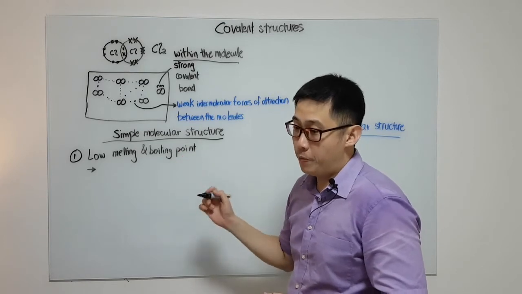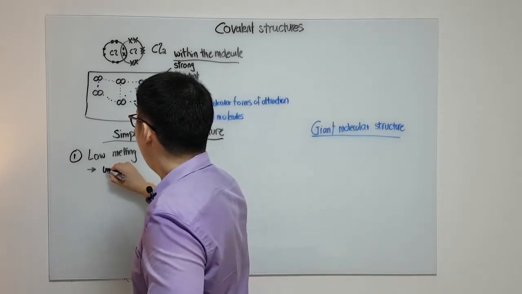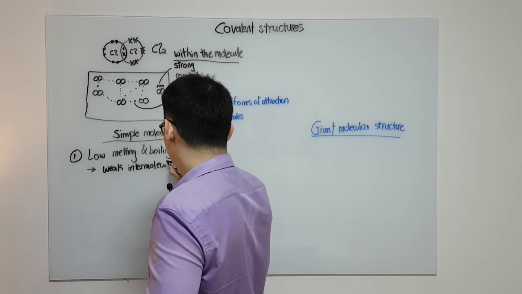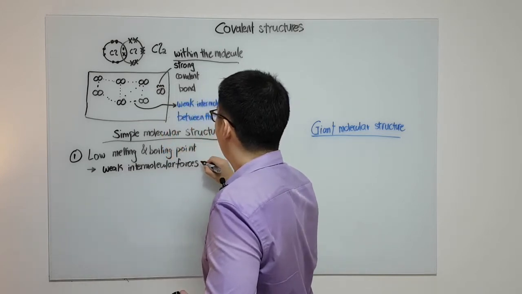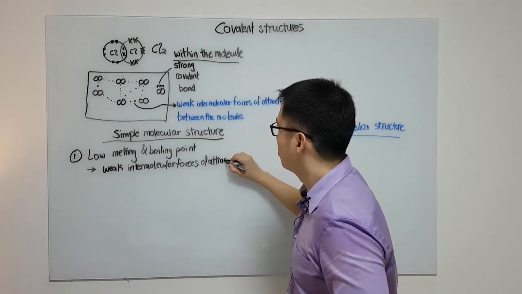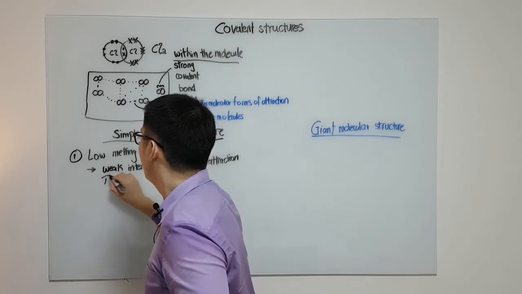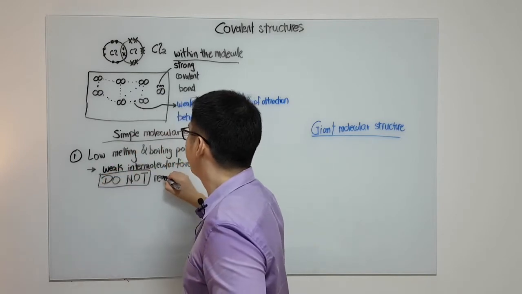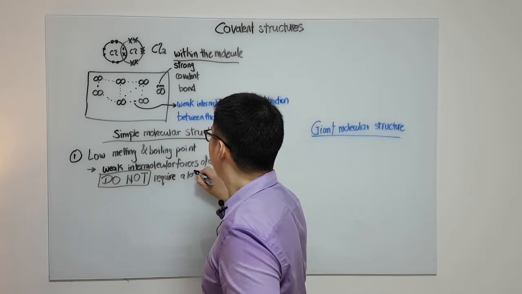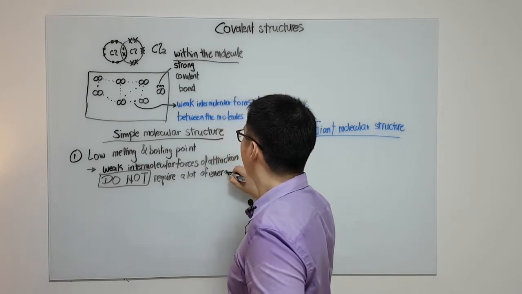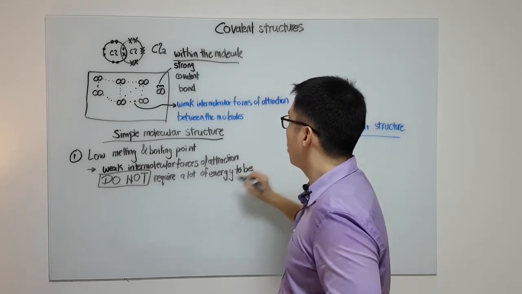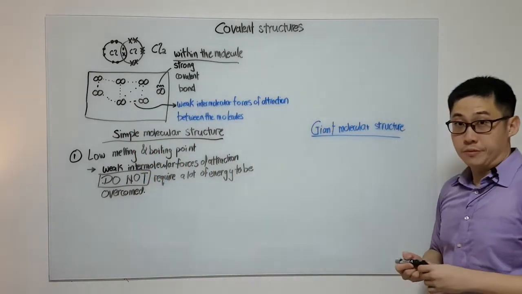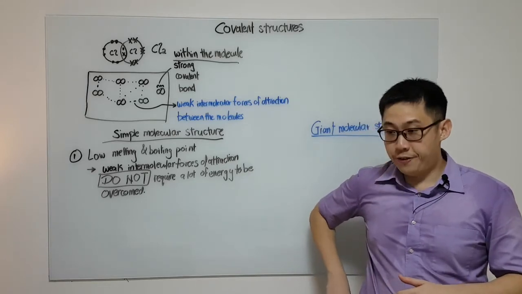So they have a low melting and boiling point because the weak intermolecular forces of attraction do not require a lot of energy to be overcome. That is the first thing that you want to know.